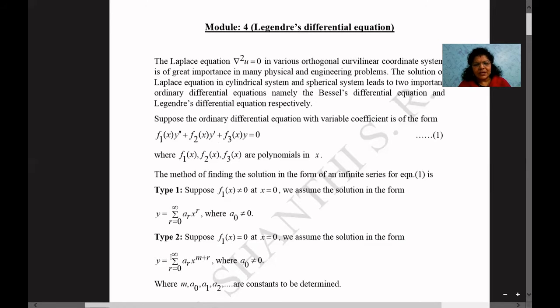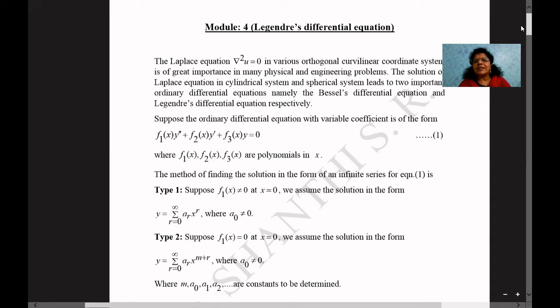That is, y is equal to sigma r is equal to 0 to infinity a r x power m plus r, where the very first term, when r is equal to 0, will be a naught, which is not equal to 0. And the values of m, a naught, a1, a2, etc. are all constants, which we have to find.